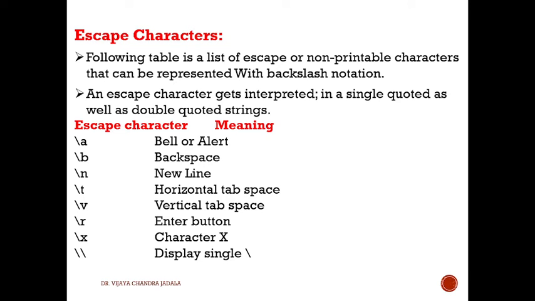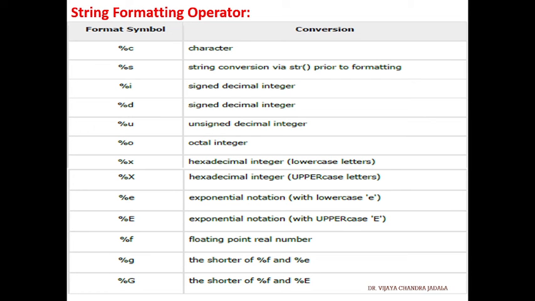Backslash a is meant for bell or alert. Backslash b, backspace. Backslash n, new line. Backslash t, horizontal tab. Backslash v, vertical tab. Backslash r, carriage return or enter button. Backslash x, character x. Double backslash displays a single backslash. So these are all the escape characters which are used in Python strings.